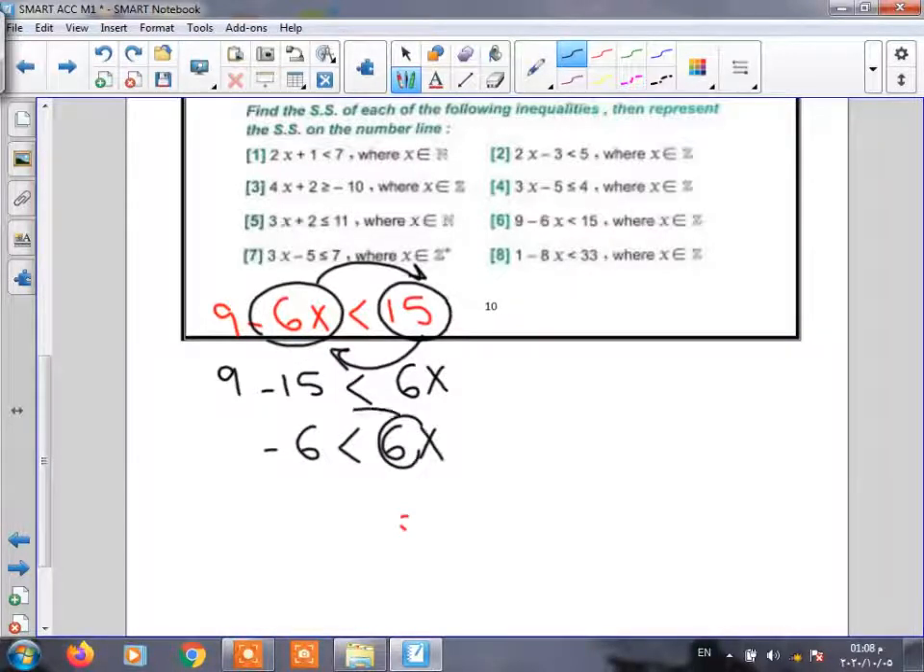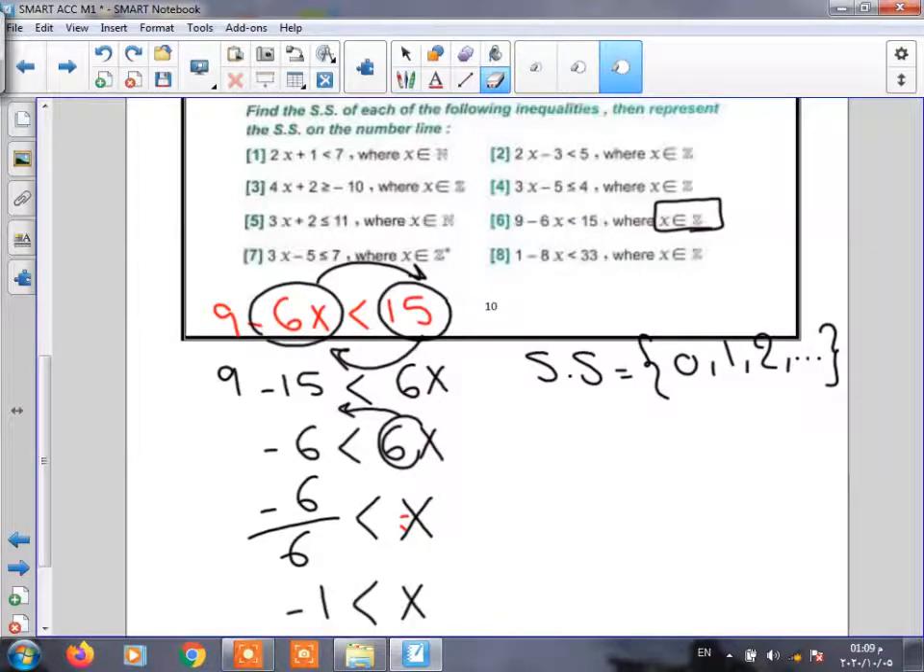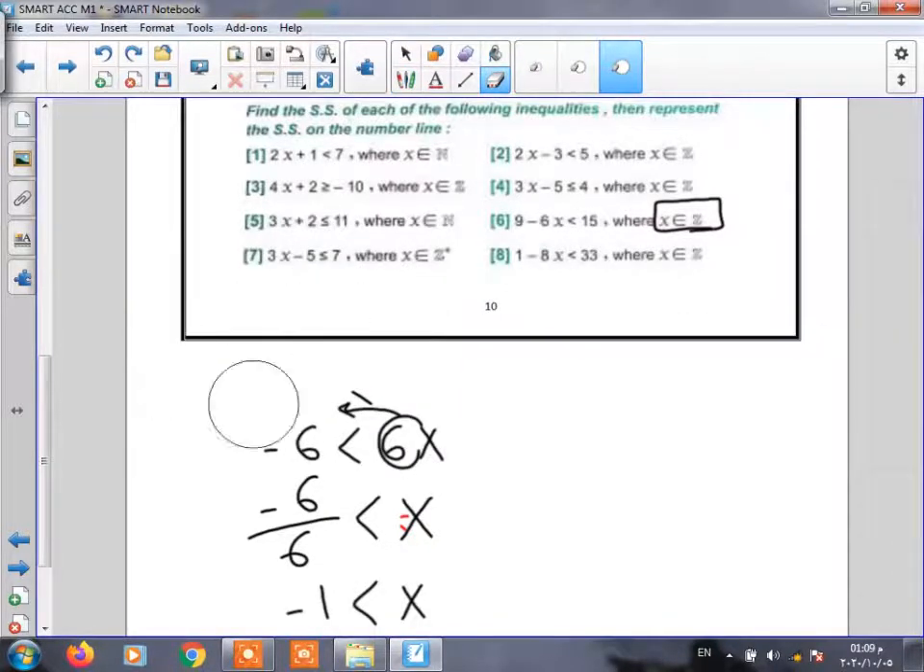Then I will take the 6 to the other place by making it divided. So negative 6 divided by 6 is less than x. So x is greater than negative 1. What are the numbers greater than negative 1 where x belongs to Z? The solution set equals braces. I need numbers greater than negative 1: 0, 1, 2, and so on. Number 7. Let's solve. Try to be faster than me.